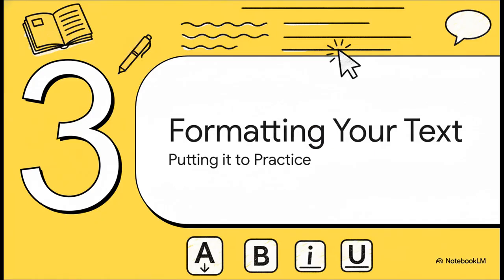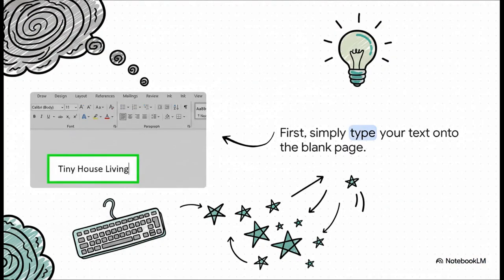All right, enough talking about buttons. Let's actually use them. Theory is one thing, but the best way to learn this stuff is to just do it. So let's put those Home tab tools into practice right now. First things first, you gotta have something to work with, right? So just click on the page and start typing. Anything at all. Just get some words down on the screen.